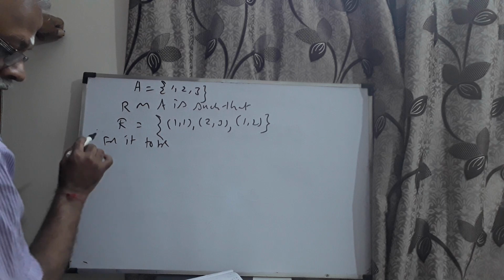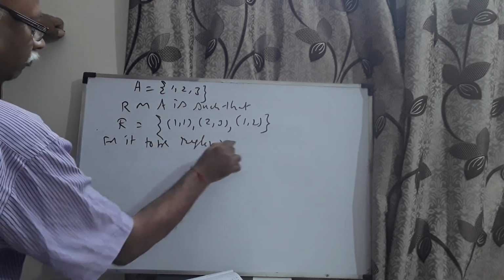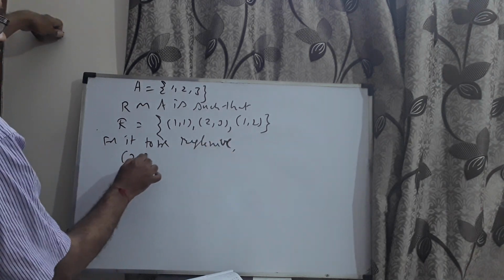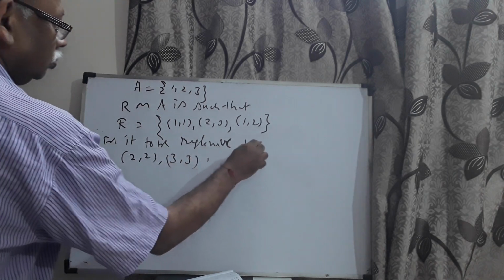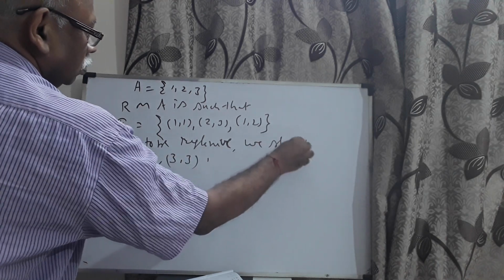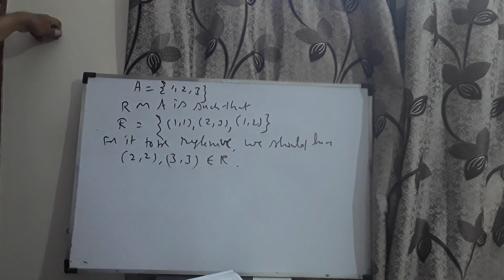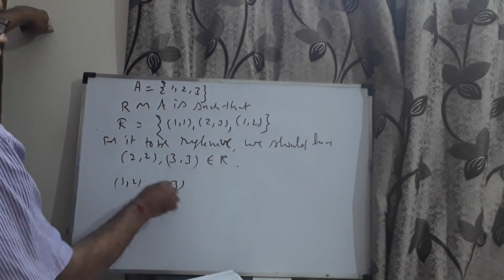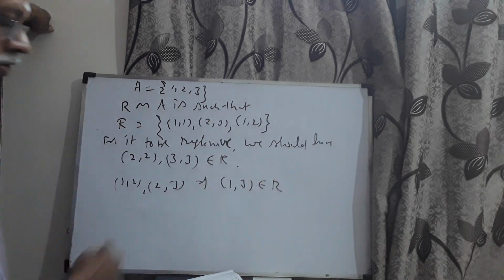For it to be reflexive, by reflexive nature, each element should be related to itself. I should have (2,2), (3,3). We should have (2,2), (3,3) as elements of R. Okay, then (1,2), (2,3) is there, implies (1,3) should be there in R. Then only it will be transitive.